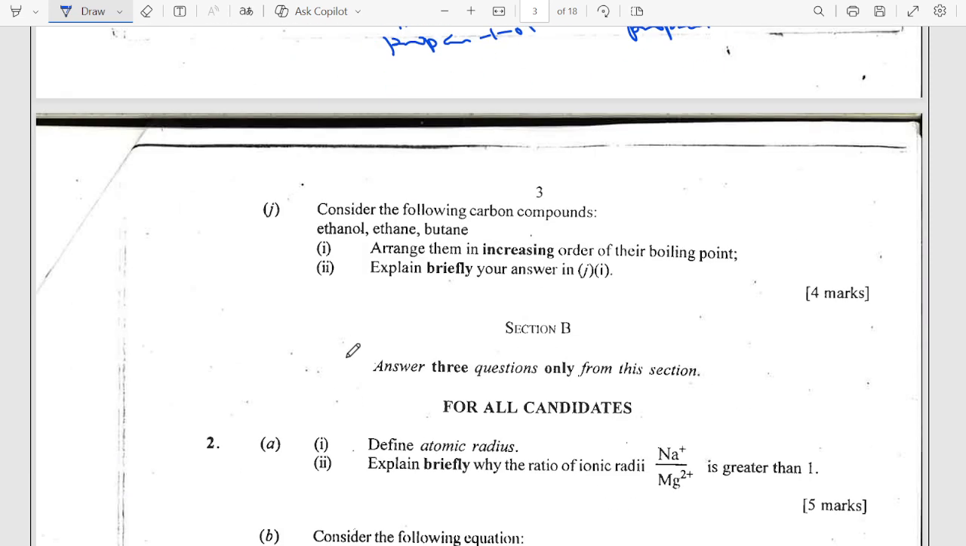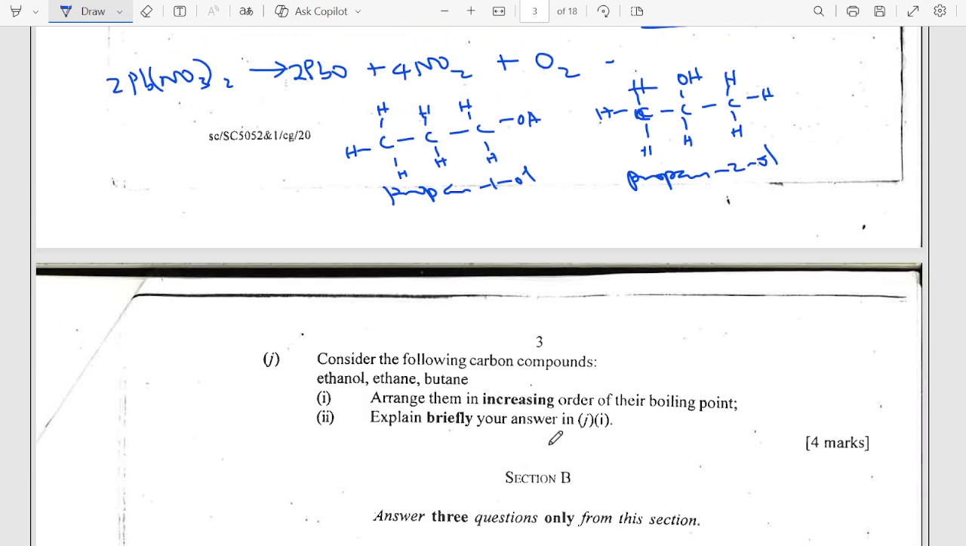Now the next one is J. It says consider the following carbon compounds: ethanol, ethane, butane. Arrange them in increasing order of boiling point. Well, first of all, ethanol exhibits hydrogen bonding, so it should be the highest. So we should have ethanol up here. Then between these two, ethane and butane, ethane has only 2 carbons, butane has 4 carbons. That means butane has higher molecular mass, so butane should come here. Then ethane is the smallest of them. So you notice what I did. I separated the one with hydrogen bonding first before I arranged the others.